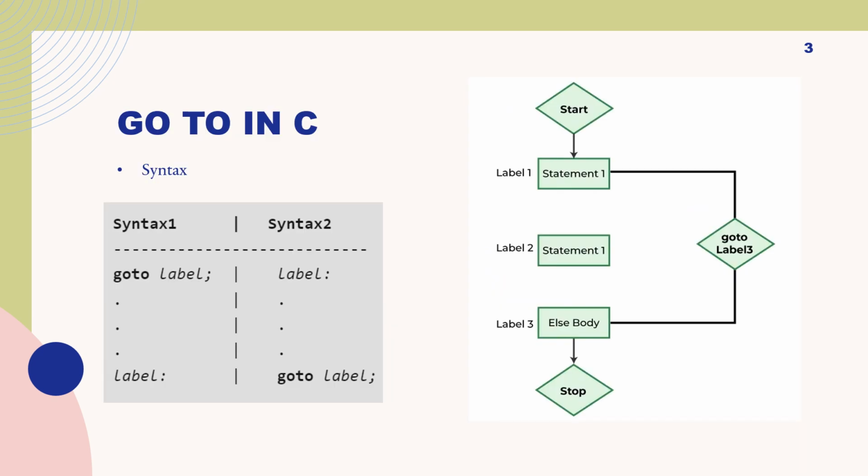So let us look into the syntax of the goto statement. Goto means it moves to a specific label inside the function. We have two different syntaxes: the goto label can be in the first line, or the goto label can be at the end of the code. You can look into the flow chart. When the program starts, it moves to statement 1, that is label 1. And there, if it has label 3, it will take the label 3 path, move on to the else body, and then come out.